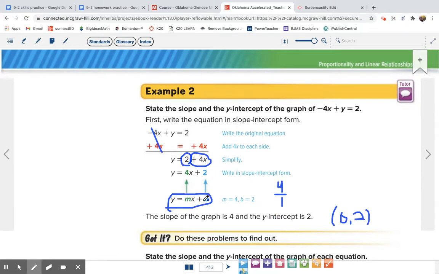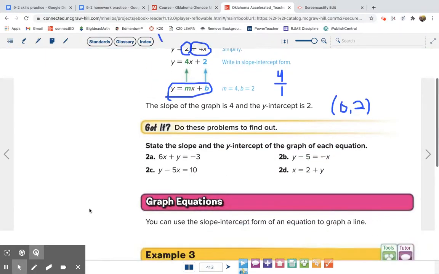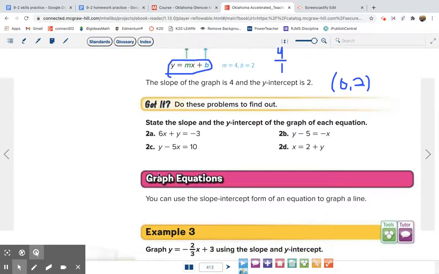Okay, so on this one, we're still doing the same thing, but we had to rearrange it to get it in y equals mx plus b form first. So I'm going to have you try a couple of these. Go ahead and let's do 2a and 2d. Don't worry about B or C. So you are telling me the slope and the y-intercept of the graph of each equation. You're going to have to make sure it is in y equals mx plus b form first. So do those problems, and then I will go over them with you.